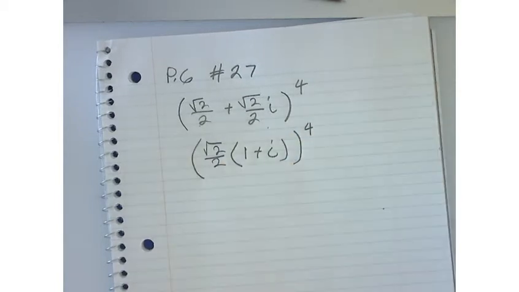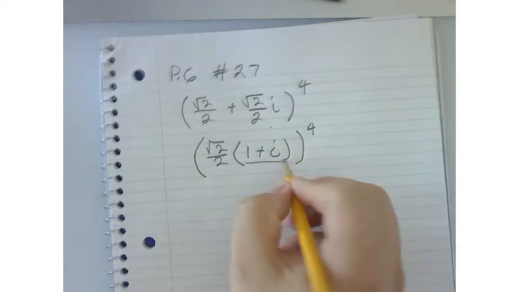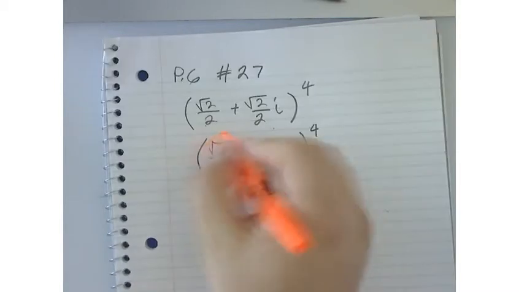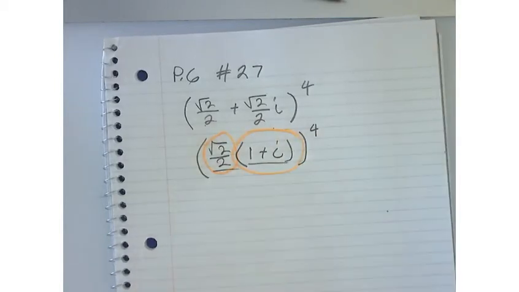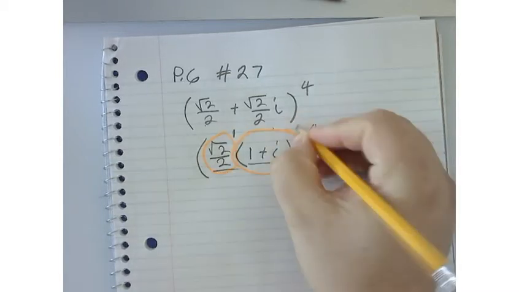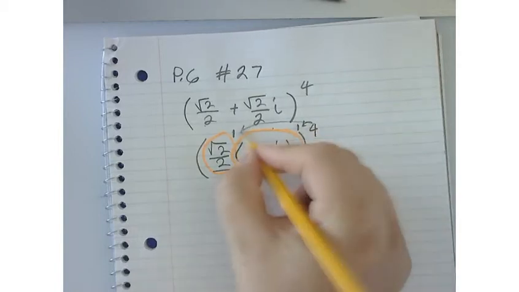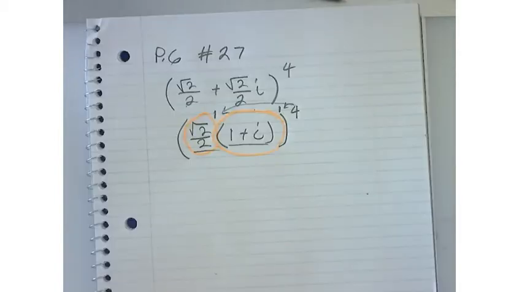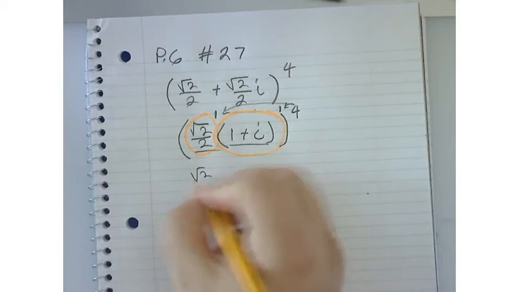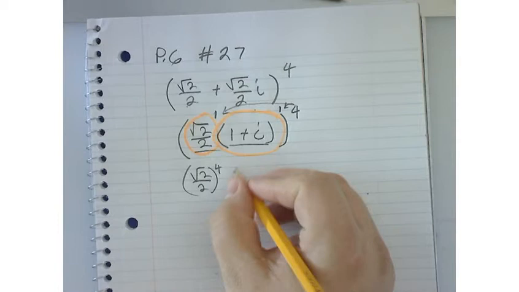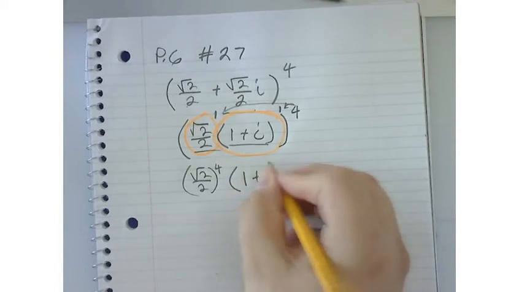Now we have two factors. This is a factor and this is a factor. So when we look at this, this is a term and this is a term. And so we can distribute the 4 through, because this is this term raised to the first, this term raised to the first. And remember, when you raise a power to a power, you multiply the powers. So this becomes root 2 over 2 raised to the fourth times the quantity 1 plus i raised to the fourth.